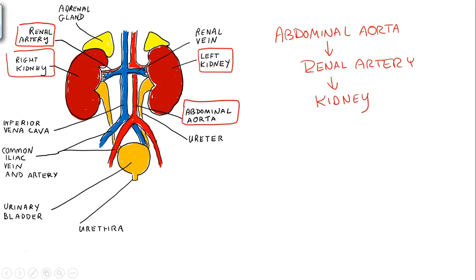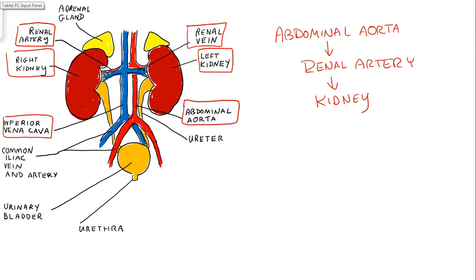And so the blood coming into each kidney is oxygenated, but also contains waste. And the deoxygenated blood is going to leave the kidneys through the renal vein, but is also going to be cleaned of waste. So it's clean blood, but doesn't contain oxygen. And the deoxygenated blood will then be returned to the heart via the inferior vena cava.